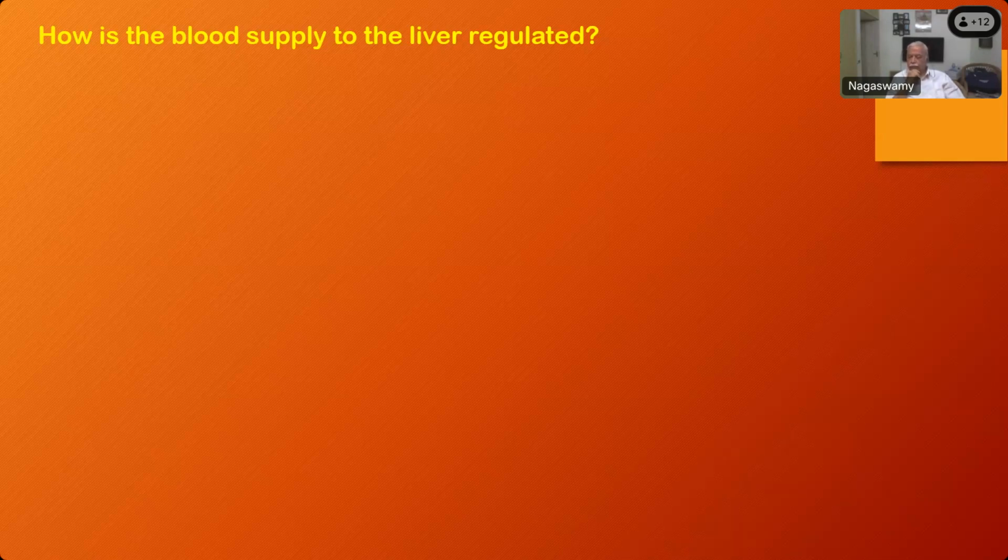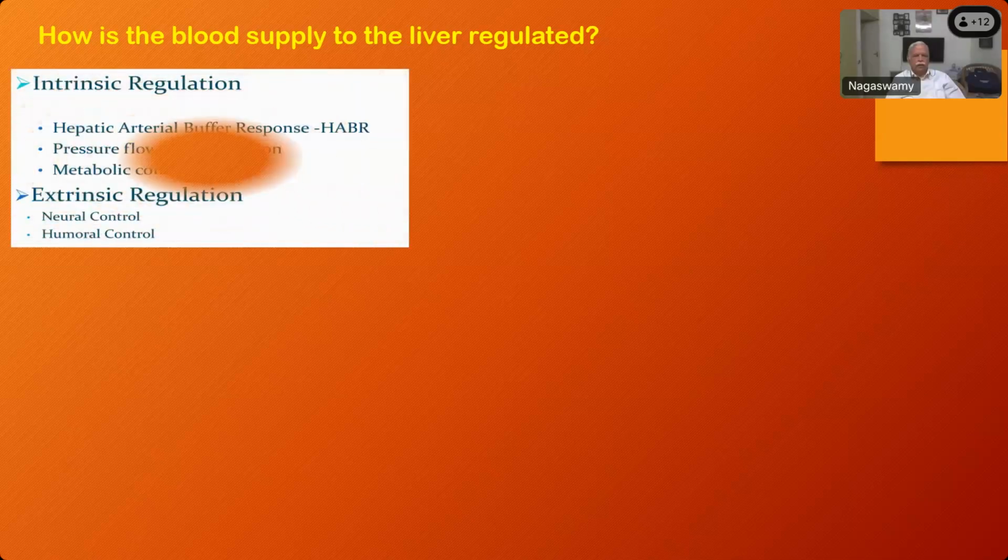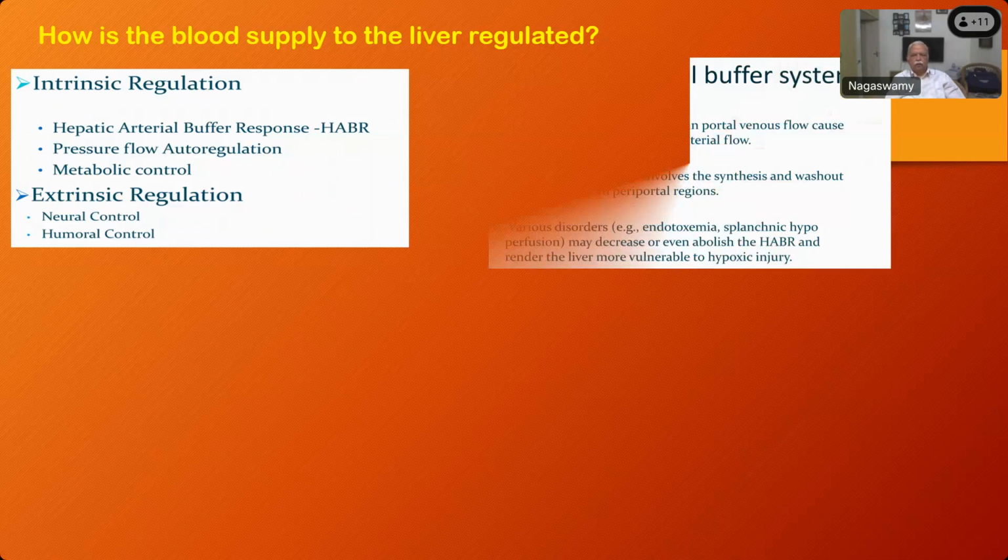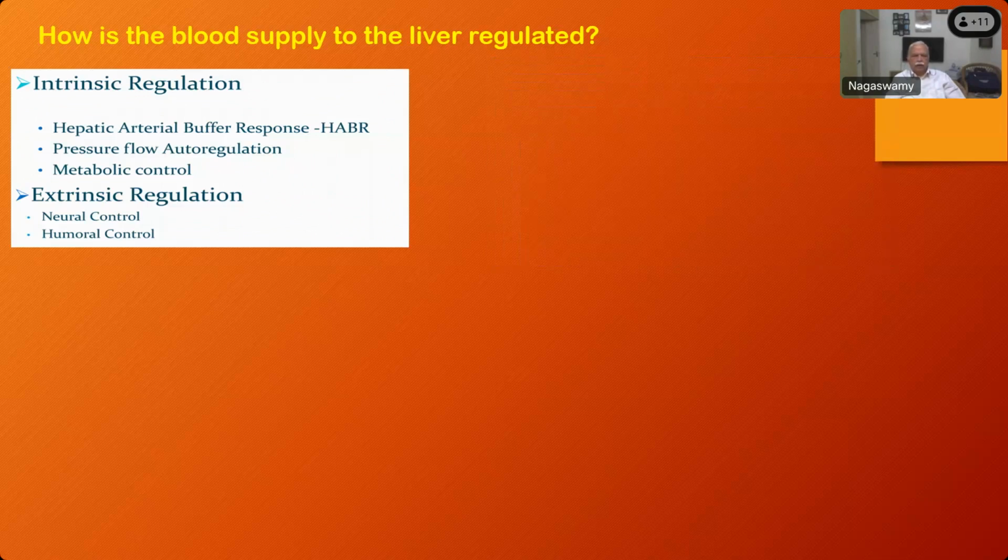Extrinsic factors are neural control and humoral control, sir. It is called humoral and neural. Very good. Okay, so intrinsic regulation is by hepatic arterial buffer response, pressure flow auto-regulation, and metabolic control, whereas extrinsic regulation can be classified as neural control and humoral control. Now, how do you describe the hepatic arterial buffer response?